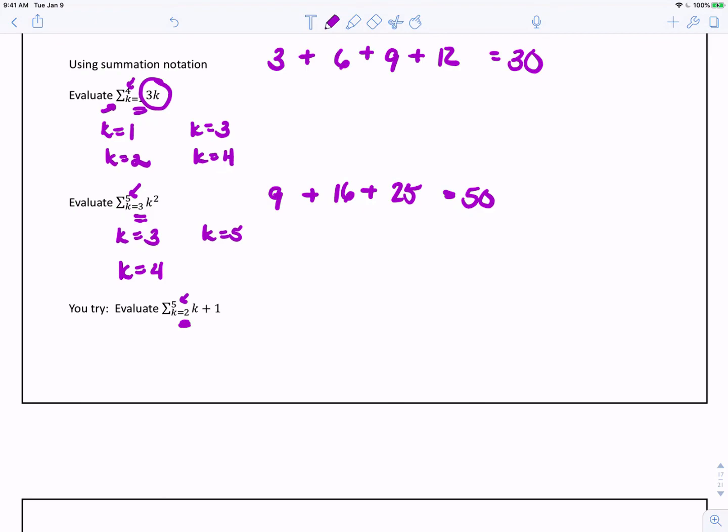Okay, let's check your work. So when k is equal to 2, we have k plus 1, 3. When k is equal to 3, we have 3 plus 1, 4. When k is equal to 4, we have 4 plus 1, 5. And finally, when k is equal to 5, we have 5 plus 1, 6. We add these together because it's a summation, and we have a sum of 18.